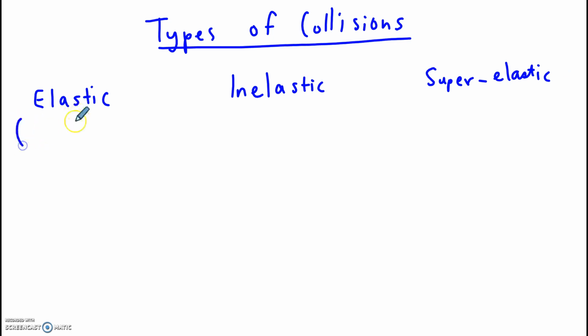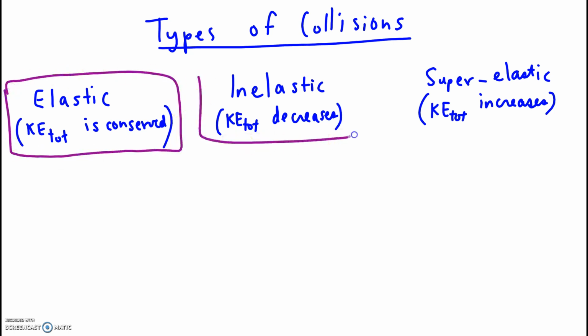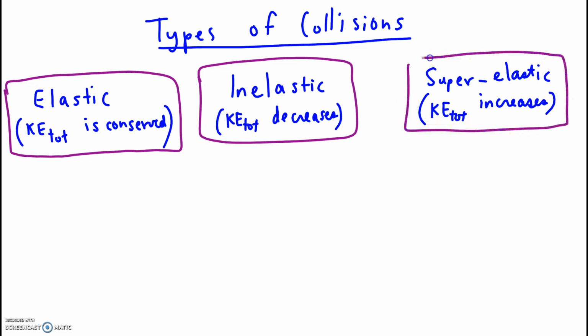Elastic means this is the same thing as saying KE total is conserved. The amount stays the same. Inelastic is the same thing as saying KE total decreases during the collision. And superelastic is the same as saying KE total increases. Like that, 3 types.